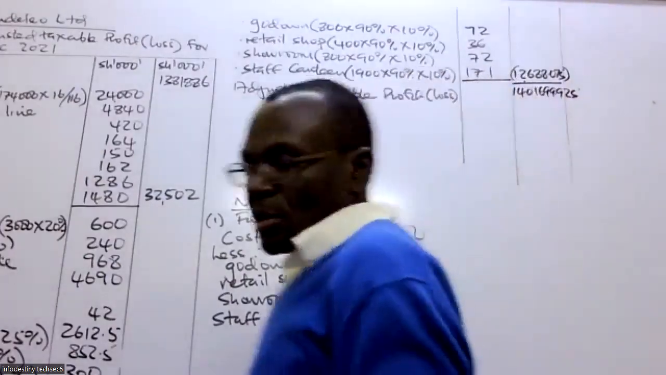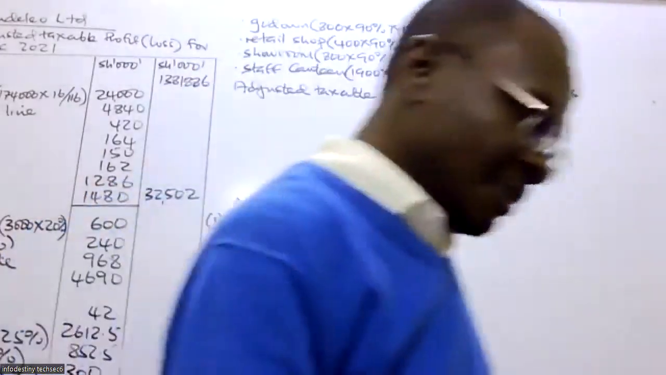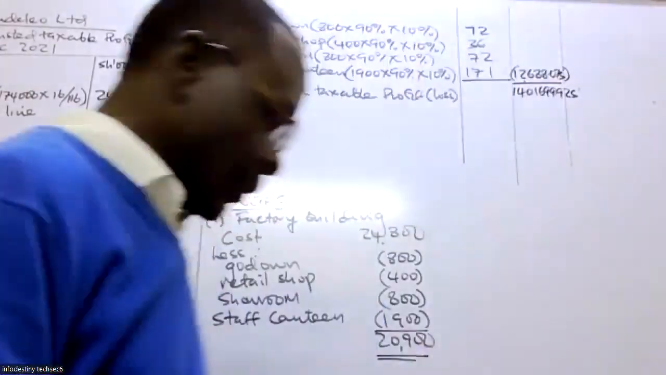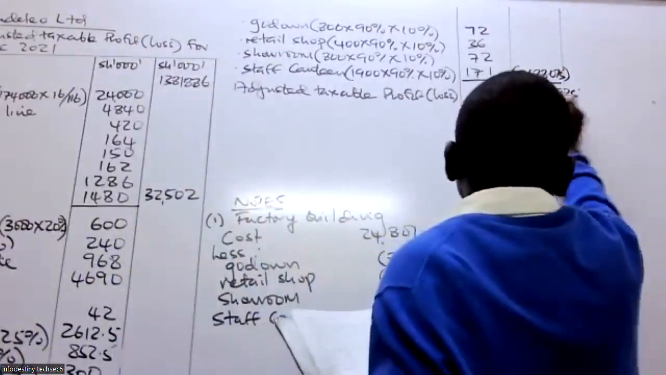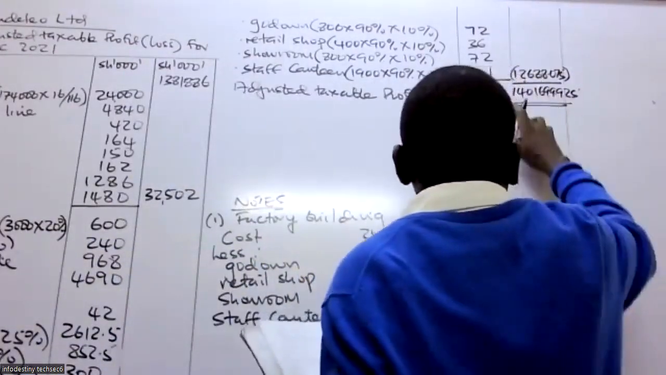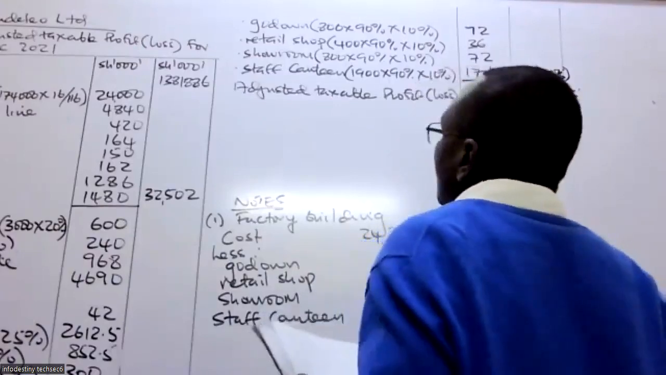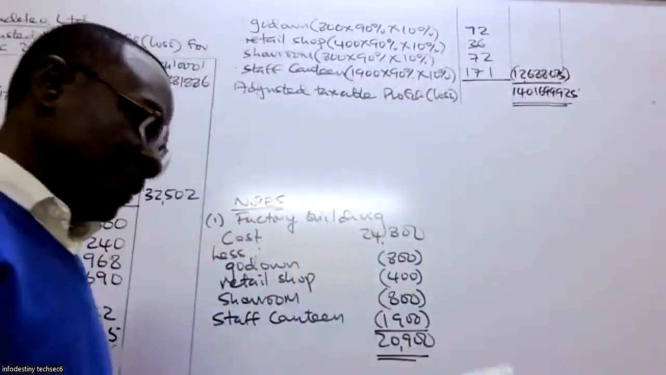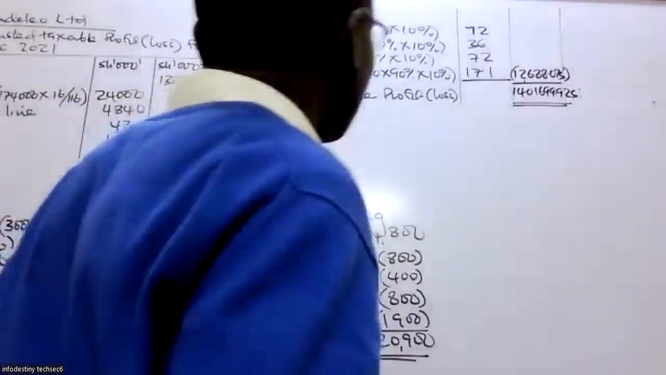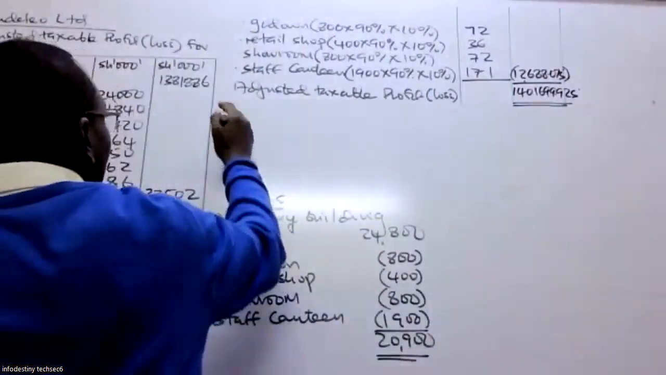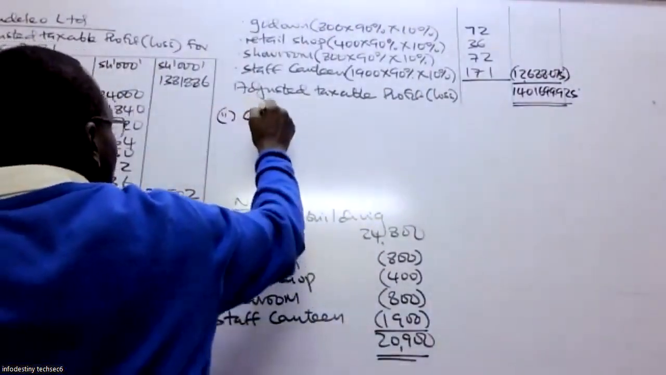So do we have any other income to add? No, we don't. So we don't have rent or any other business profit. So this is the profit. That's the adjusted taxable profit. Then tax liability for the year will simply be 30%, the state corporation tax.